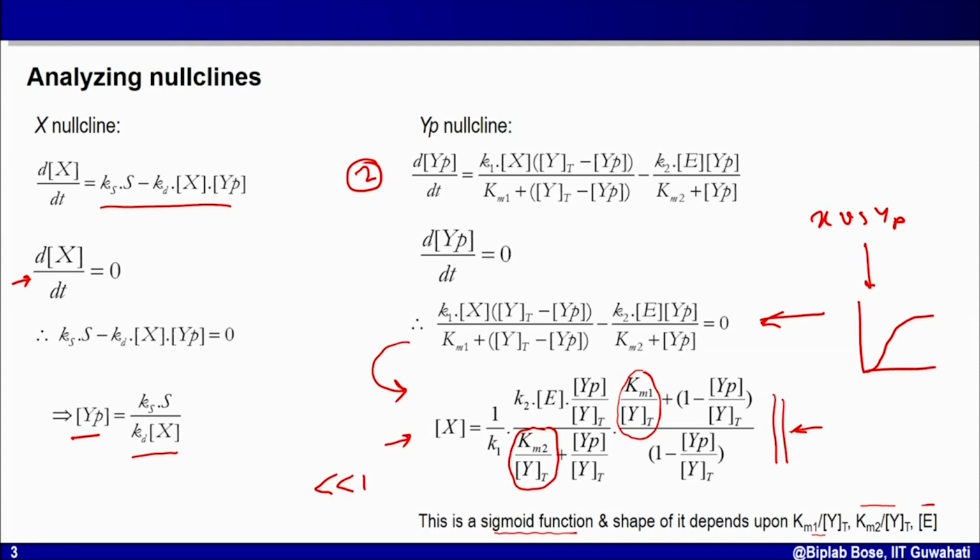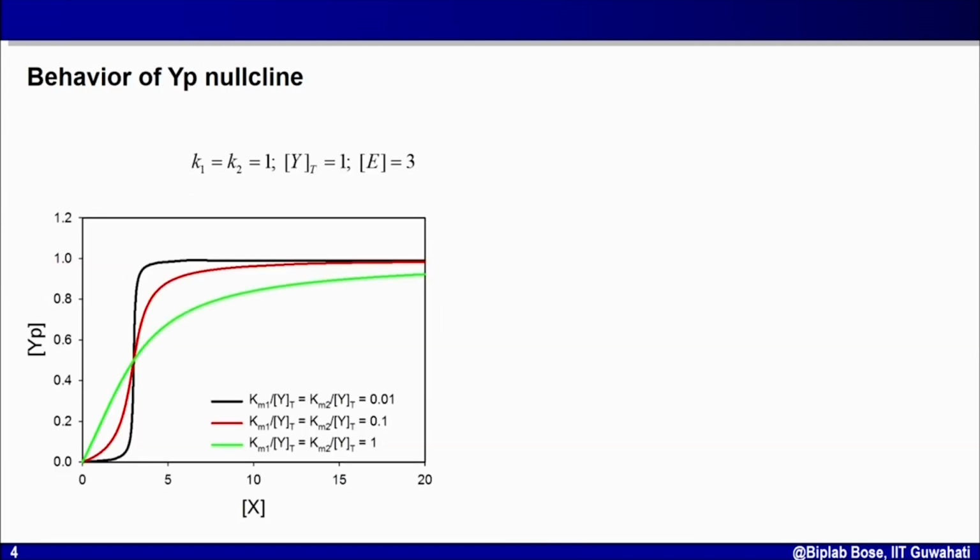We will now draw these two null lines in the phase plane, X versus Yp, and try to see the behavior. Let us start with the Yp null line. As I said, the Yp null line will be a sigmoidal function, from the Yp null line that we have algebraically calculated. So I have X on the horizontal axis, Yp on the vertical axis, and I will have a sigmoidal function. For example, when I take Km1 by Yt and Km2 by Yt equal to 0.01, this is much smaller than 1. Then we get a sharp sigmoid like this black line.